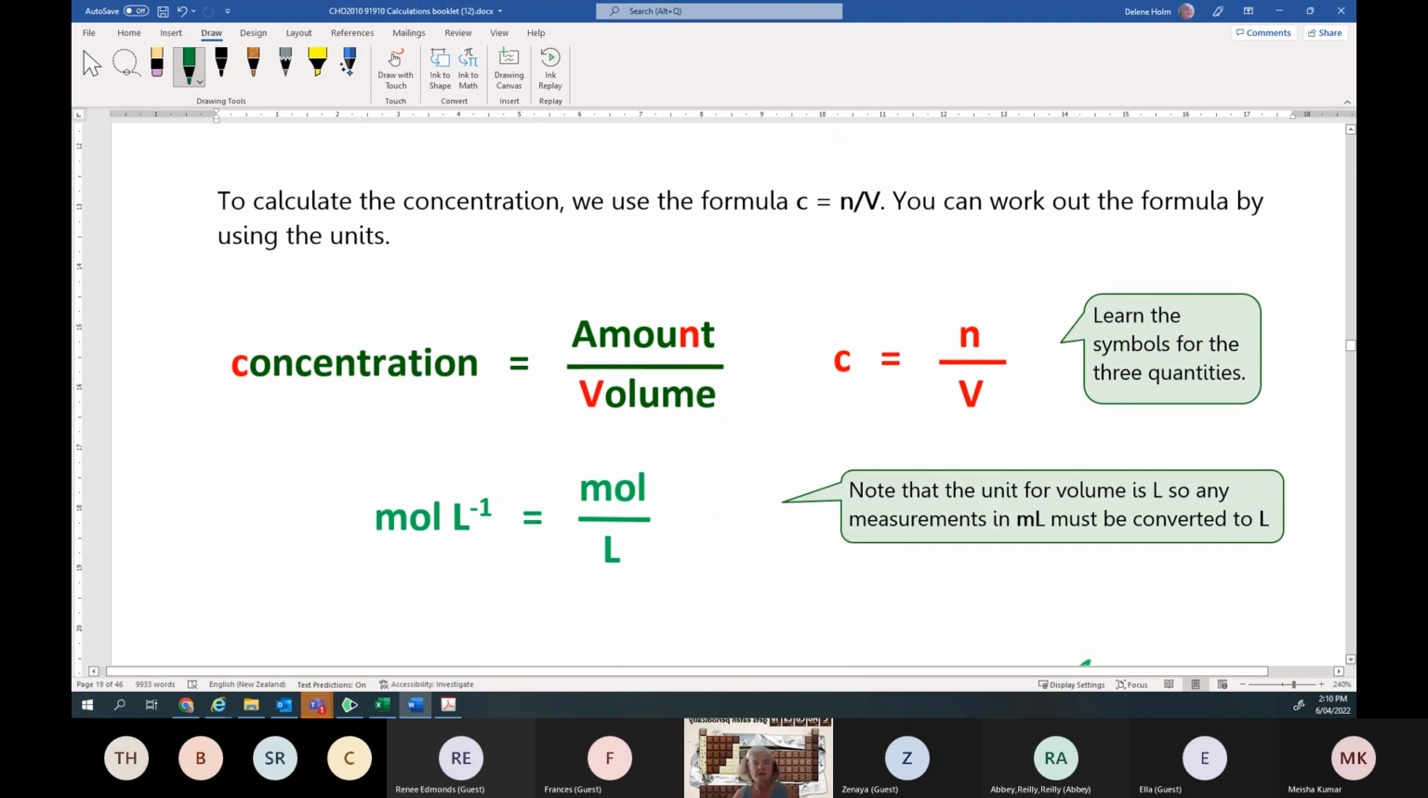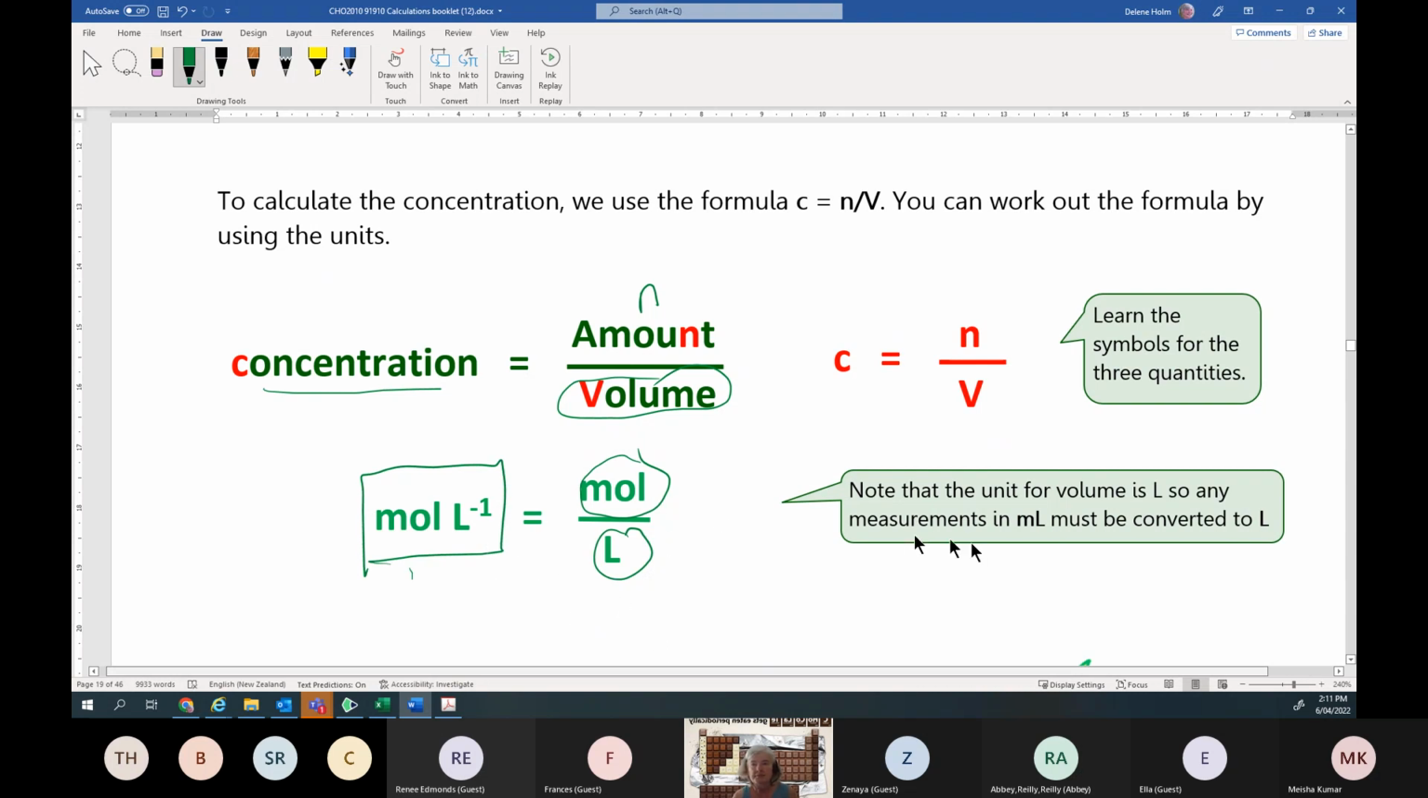So again, we have amount is measured in mole, so that is N. Volume is measured in liters, therefore concentration is measured in moles per liter. So again, you need to know those.